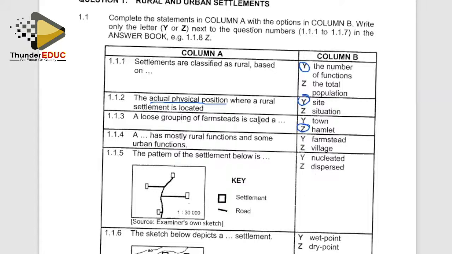Then we move on to number 1.1.4. A dash has mostly rural functions and some urban functions. Mostly rural functions and some urban functions, that is a village. We might also find some typical functions in a rural village which are also found as part of urban functions. For example, we might find a primary school in a village, and it is also found in an urban area.